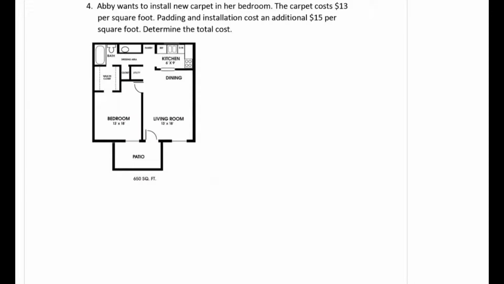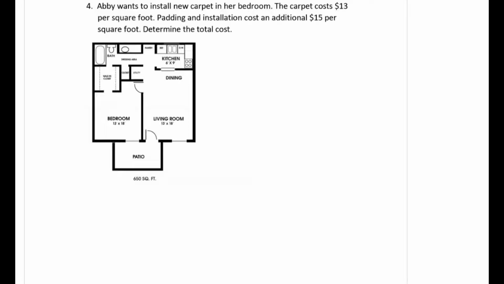Problem 4. Abby wants to install new carpet in her bedroom. The carpet costs $13 per square foot. Padding and installation cost an additional $15 per square foot. Determine the total cost. Now there's a couple of different ways that I can do this problem. One way is to start off by finding the cost of the carpet itself, then finding the cost of padding and installation, and adding those two costs together.